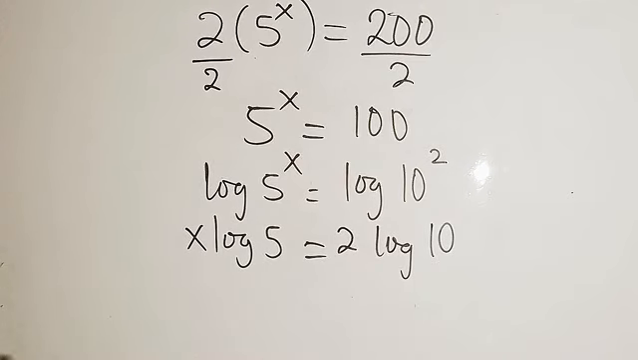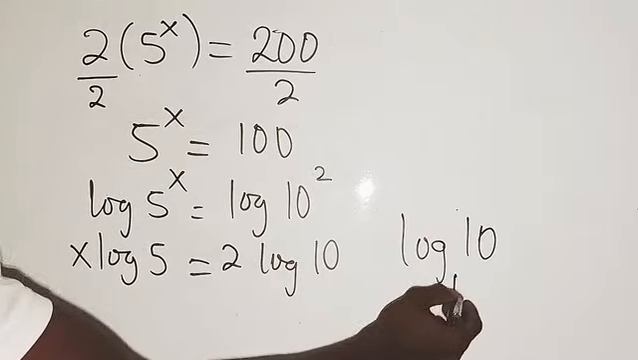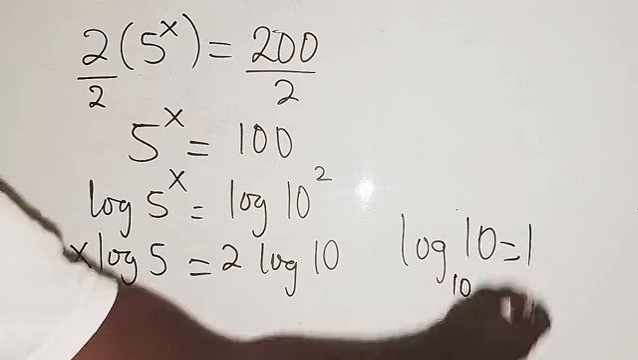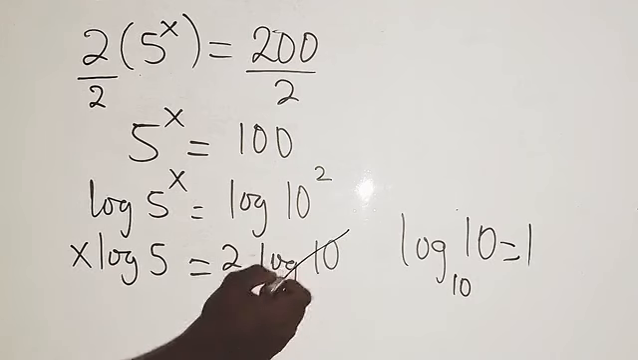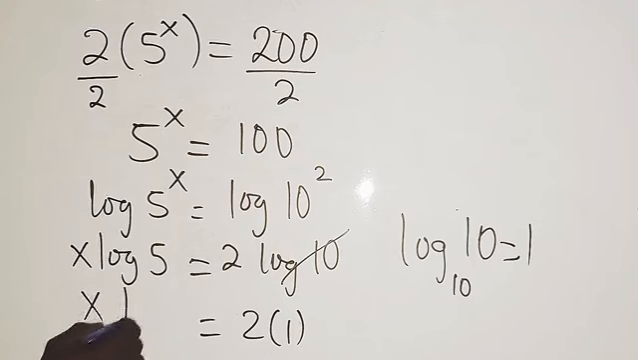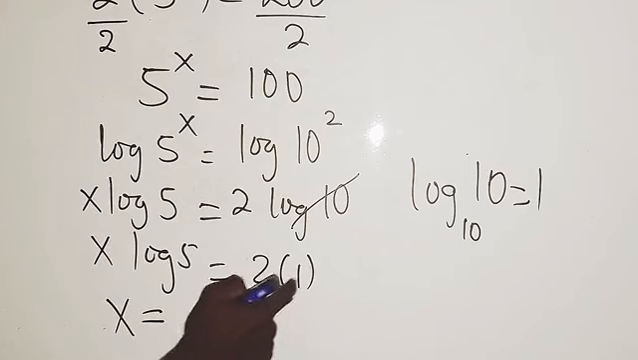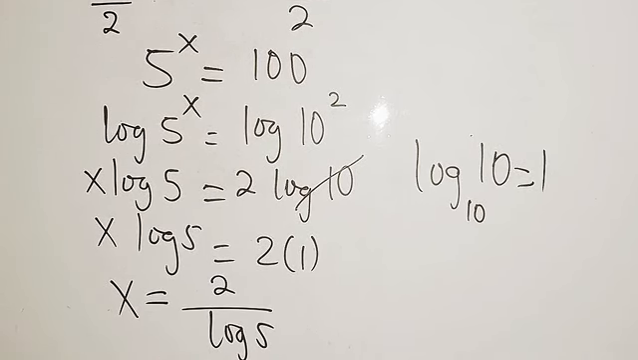So now from there, we know that log 10, with respect to base 10, will give us 1, right? So that is what we are going to use here. So this one we turn to 1. We have 2 times 1, then x log what? x log 5. So from there we have x equals 2 times 1, which gives us 2, all over log 5, right? So that is the solution. We have x equals 2 over log 5.